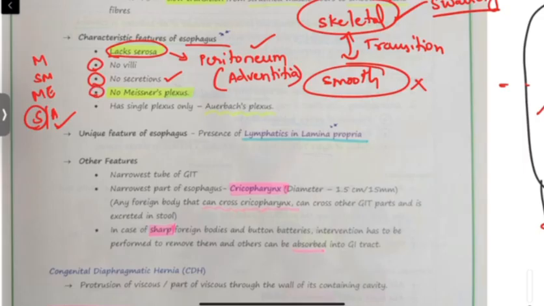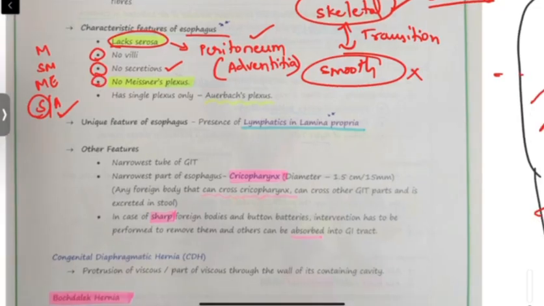There is no Meissner's plexus also, and Meissner's plexus is usually for secretions only. So since there are no secretions, there is no Meissner's plexus. Then it has only a single plexus, that is Auerbach's or myenteric plexus. As I said, the myenteric plexus is in between the muscle layers. If this myenteric plexus is activated, it will cause peristalsis, that is movement of food. So the only function needed here is that food should move from mouth to stomach. For that, peristalsis is needed, and for peristalsis, Auerbach's plexus is needed. Hence, in the anatomy, we have Auerbach's plexus.